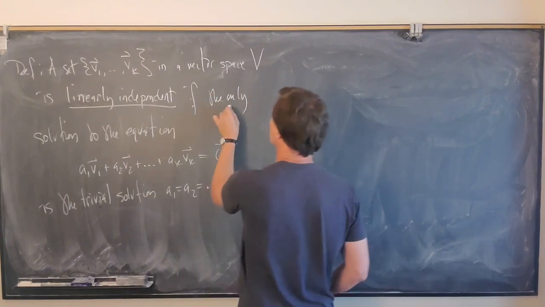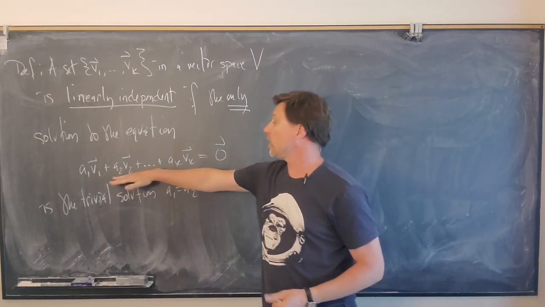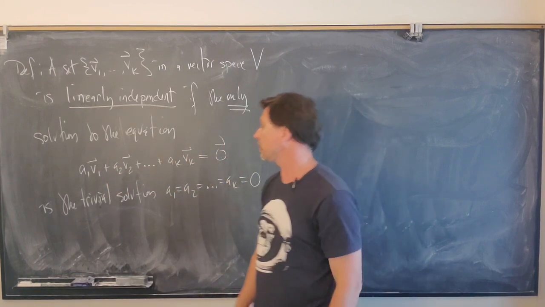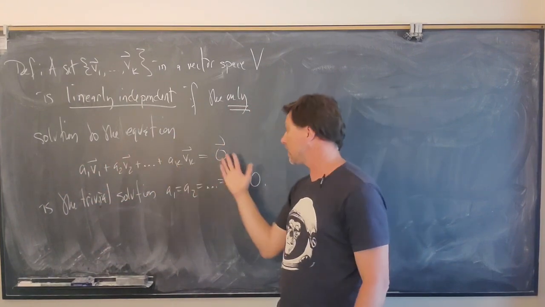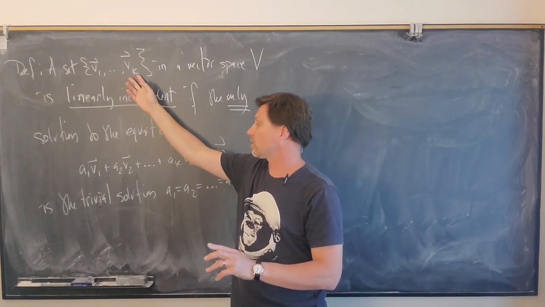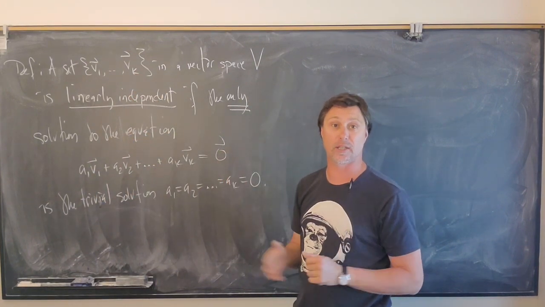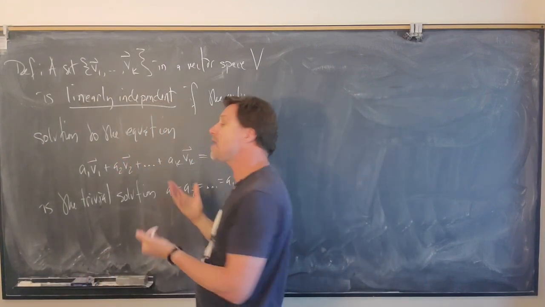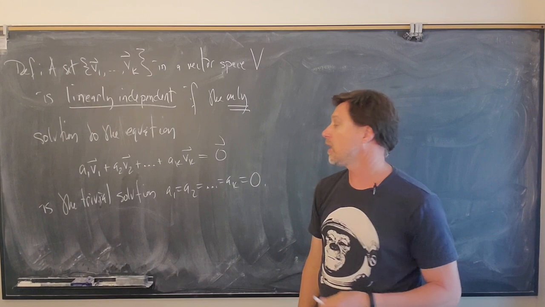And I should underline this word, or double underline this word, only. Okay? So if you have an equation of this form right here, there is absolutely, most definitely, at least one solution. We call that the trivial solution, right? When all the ai's are equal to 0, the left-hand side will give us the 0 vector that's equal to the right-hand side. So in the case that our collection of vectors has only the trivial solution to this equation, then we say that the set is linearly independent. If not, right, if there is at least one non-trivial solution, which means that there's at least one ai that's not equal to 0, then we call it the non-trivial solution.